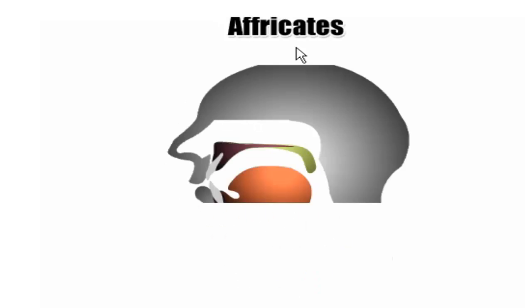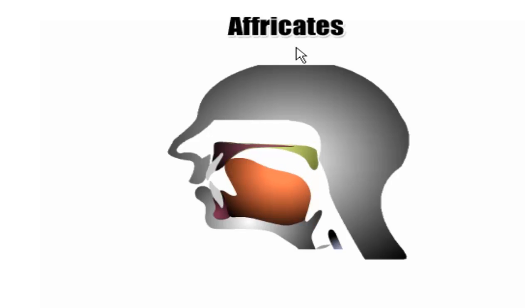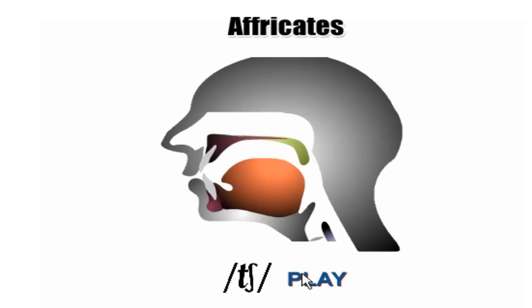As to affricates, they are a combination of a stop and a fricative that make one new sound. For example, when pronouncing cha, the tongue begins with pronouncing ta, which is a stop, and ends with pronouncing sh, which is a fricative. Cha, cha.